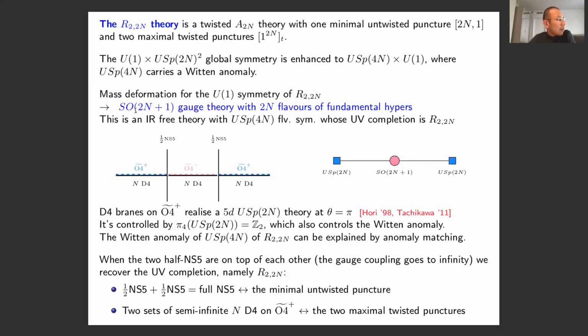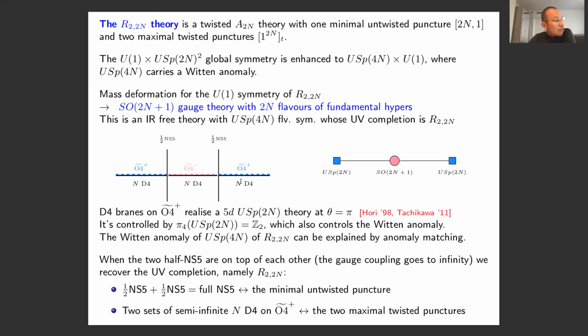The way to realize this infrared-free theory is from a brane construction, where you have two half NS5, ND4 on top of an orientifold plane. Okay, so this is the description. You can see immediately from here that this USp2N has a Witten anomaly because there's a 2N plus 1 here, right? This is the odd number. So you can see that this USp2N has a Witten anomaly just looking at this diagram, okay?